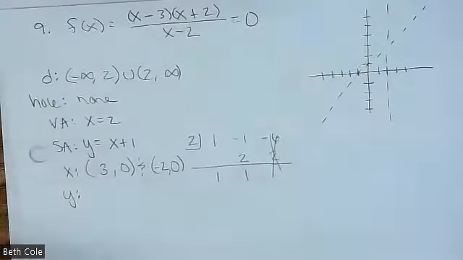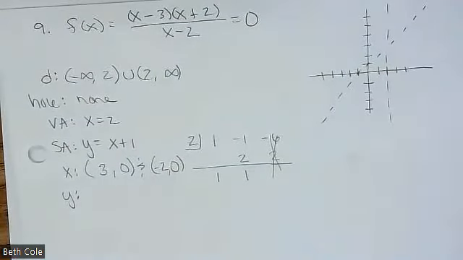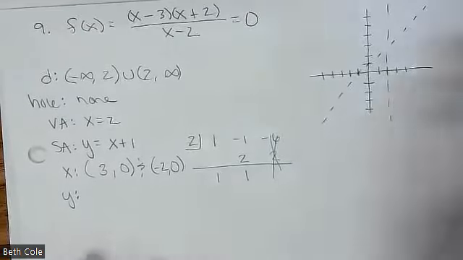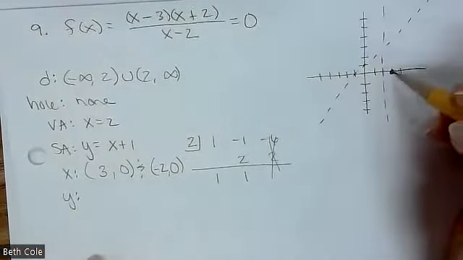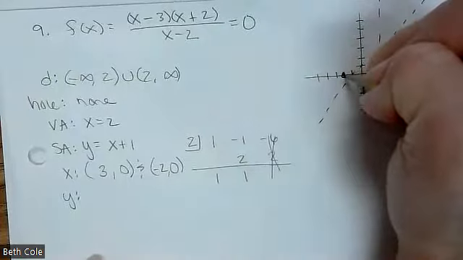And -2, 0. So you have 2 of them. When you set that equal to 0, you ended up with 2 factors. So you get 2 answers. So 3, 0 would be right here. -2, 0 would be right here.